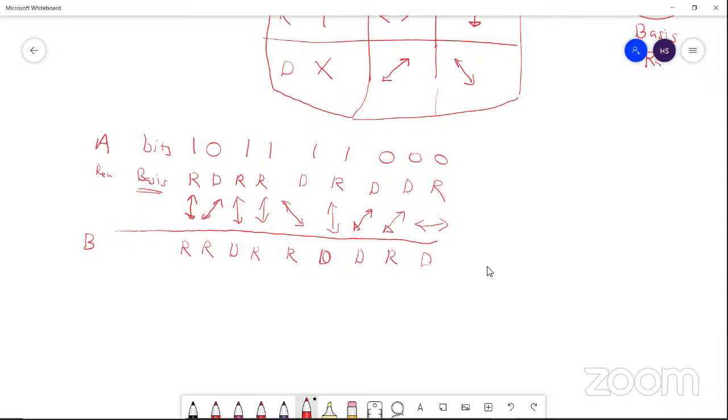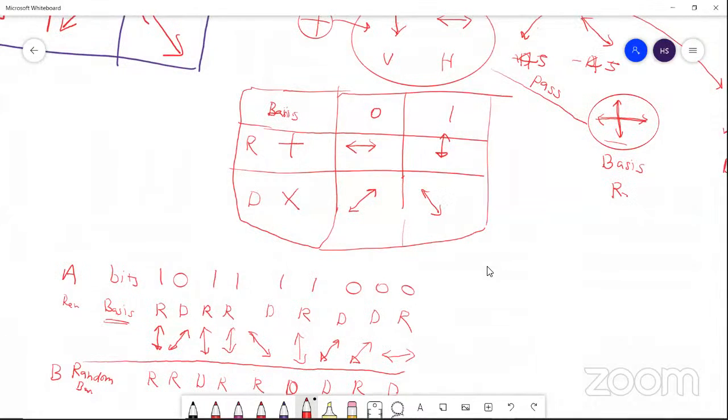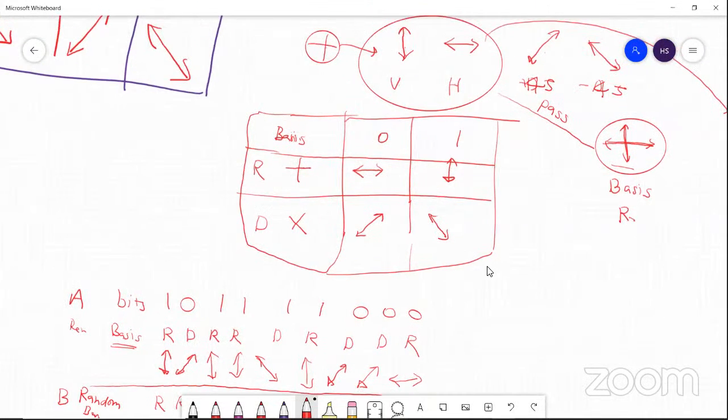So what I'm saying is it also chooses random basis. Okay. So let's suppose randomly Bob chooses this basis RRDD for these corresponding photons. So what I told earlier is if you prepare this kind of photons in this kind of bases and if you measure them in the correct basis, then you will get the same thing that was sent.